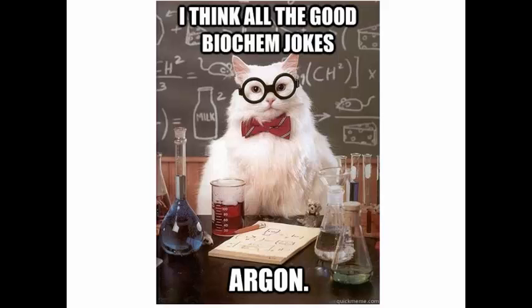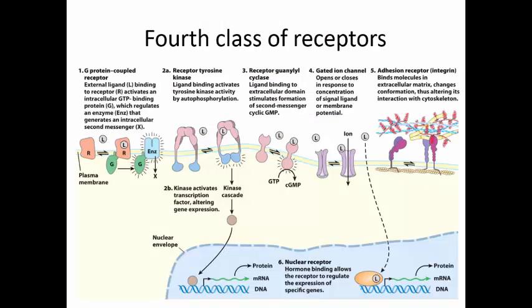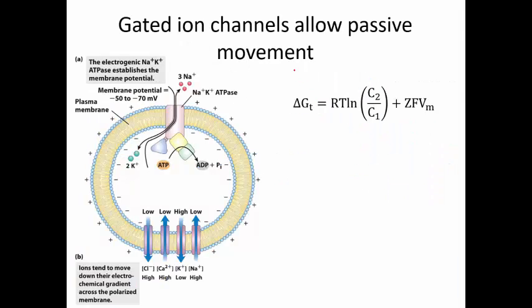In this video, we're going to finish up our discussion of the 6 types of receptors. So we've done these 3 already, and we're going to move on next to gated ion channels. We've already talked a little bit about these. Remember that gated ion channels allow passive movement.